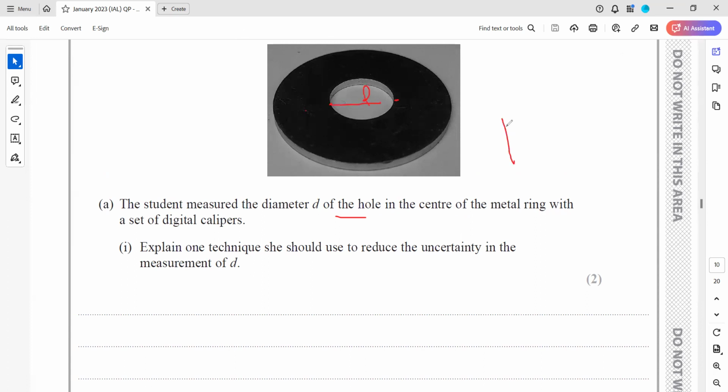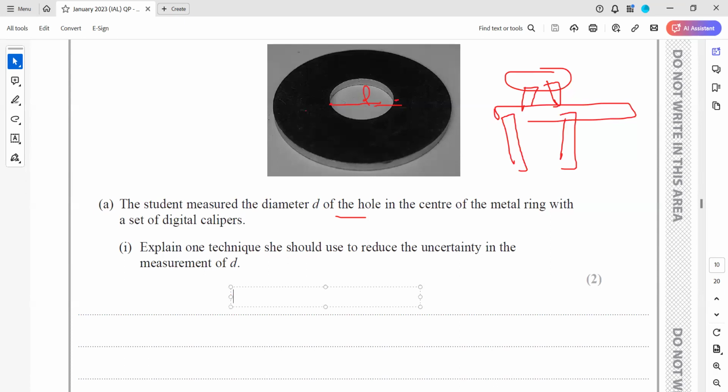A caliper has external jaws and internal jaws. When we want to determine the internal diameter, we have to use the internal jaws, not the external jaws. The first thing is we use the internal jaws of this caliper, and then we reduce the error. If we repeat the experiment with different orientations, we reduce the random error. But if we check for zero error in the beginning, it means we minimize the systematic error.